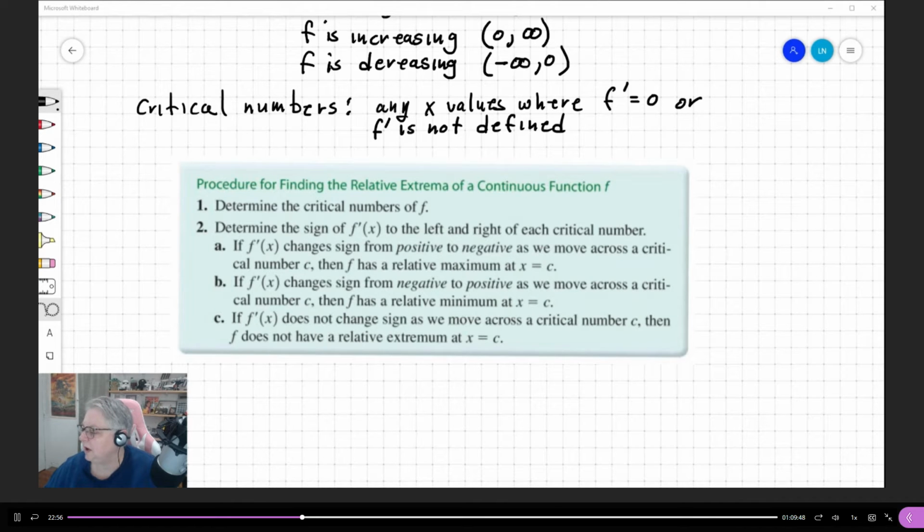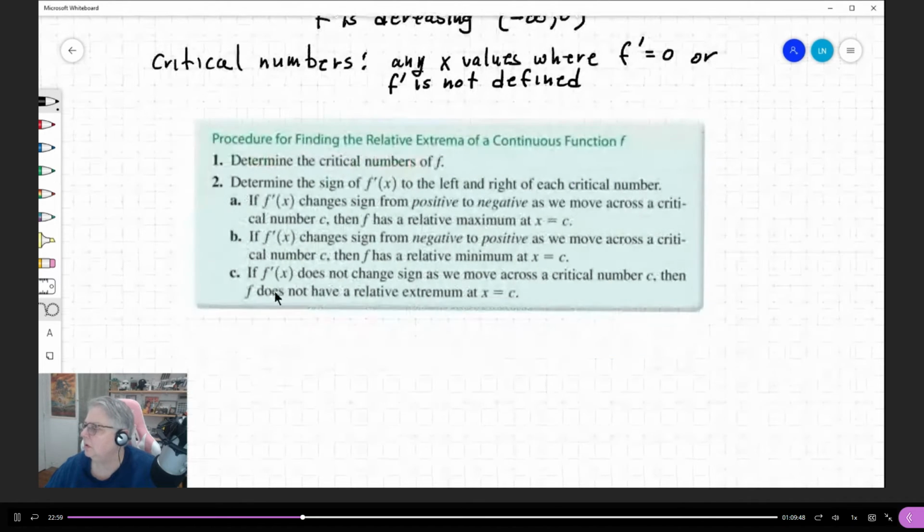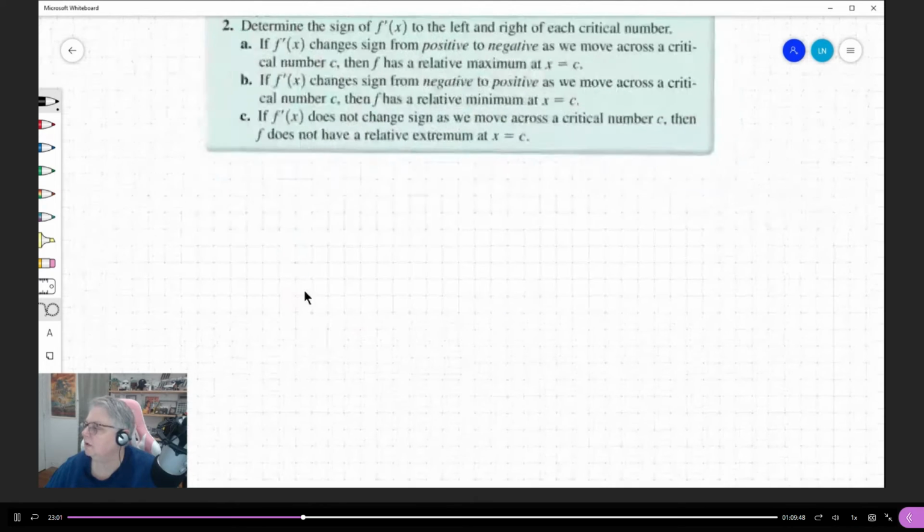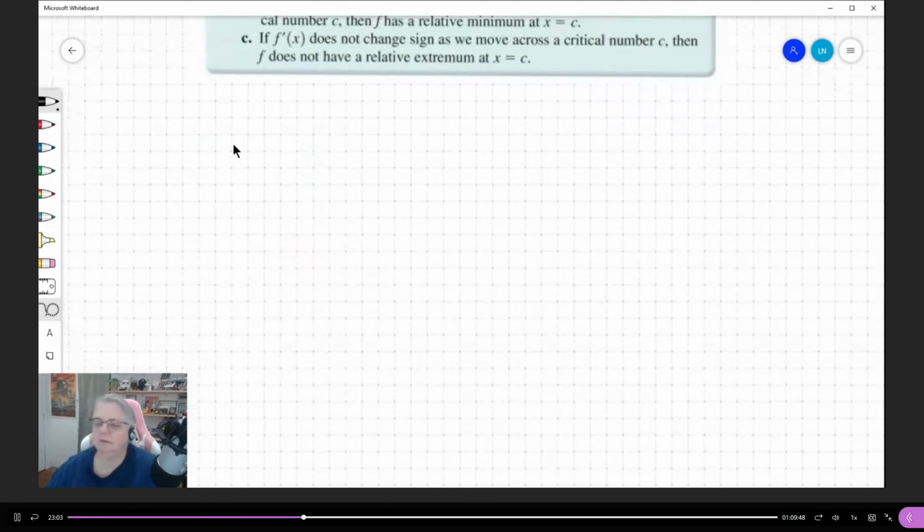Now, I'm going to go through an example. Come on, move. Okay. I think I've got a couple of things running in the background right now.